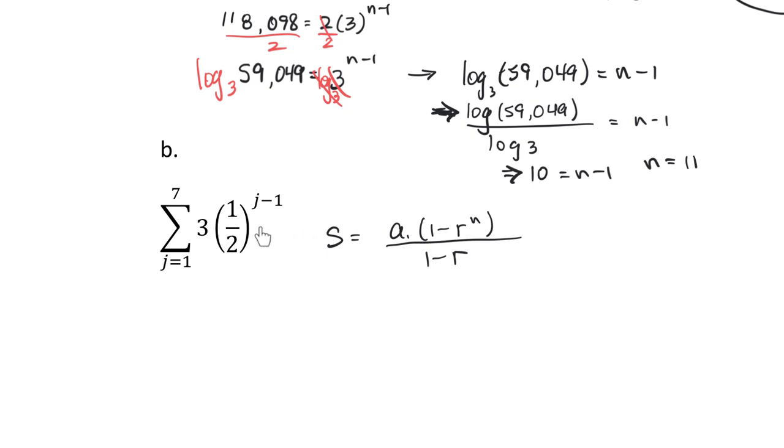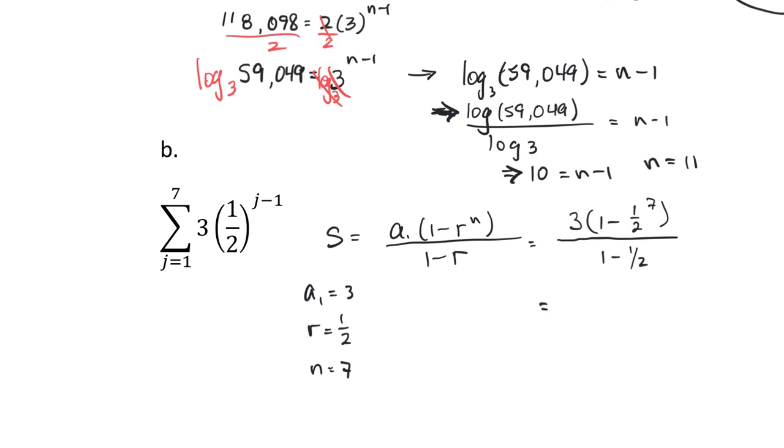So the common ratio R is given here. First term a sub 1 is given here. And then n is the number of terms we're adding together, which is given there. So a sub 1 is 3, R is 1/2. The number of terms we're adding together is 7, so those just get plugged in to the formula. 3 times 1 minus 1/2 to the 7th power divided by 1 minus 1/2. And that comes out to be 5.95.